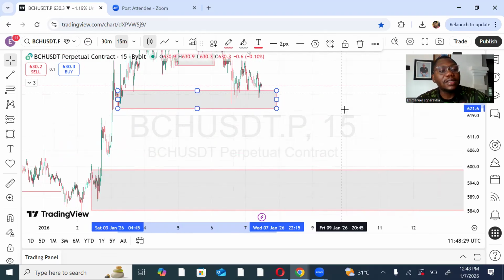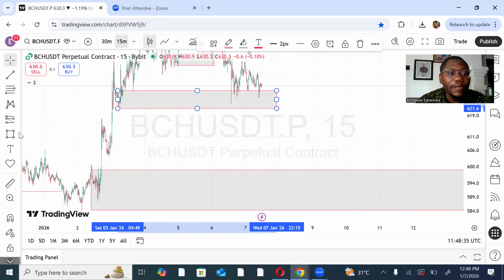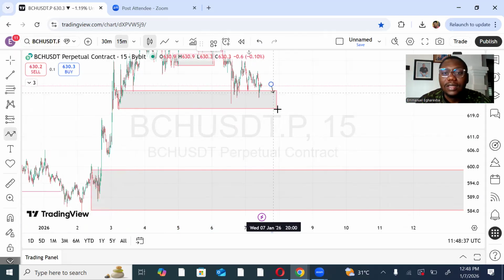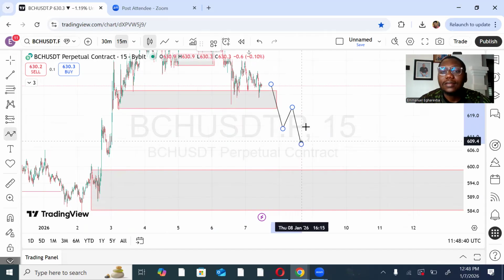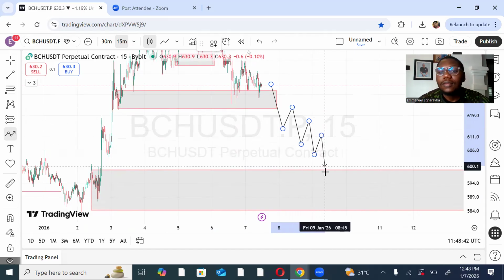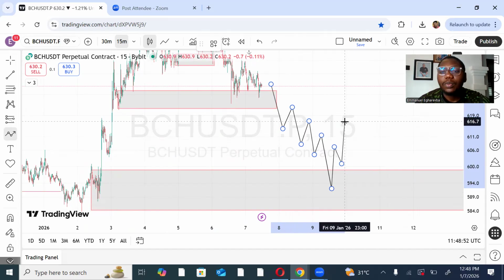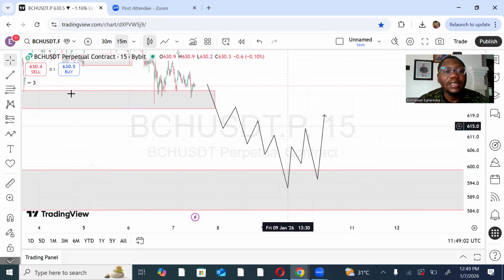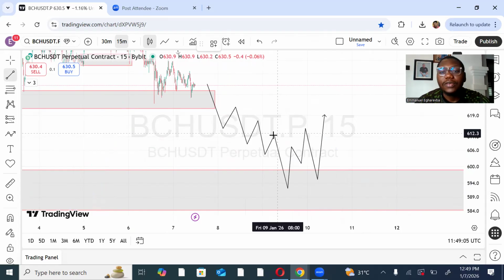Now, how do we know if this is the right time to buy? We now know it's the right time to buy when price does this. Price now comes down, maybe like this, gives us something like this. And then push up like this. Come back, mitigate, and then break structure.